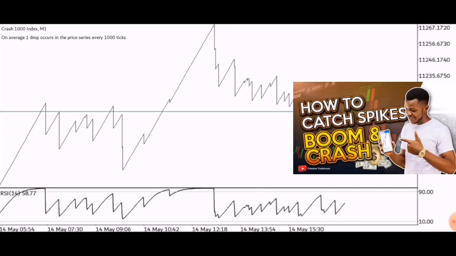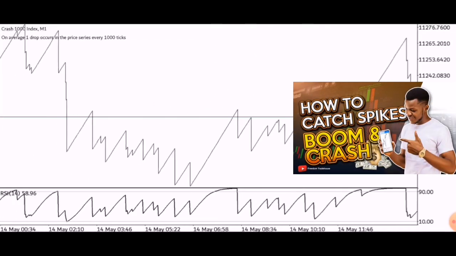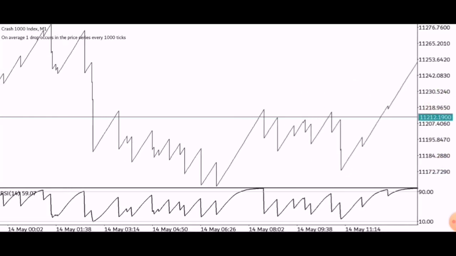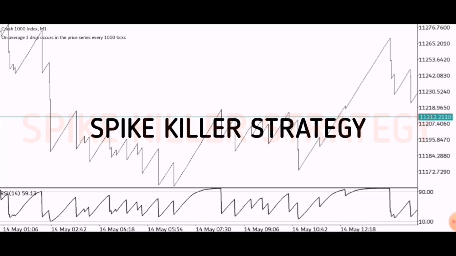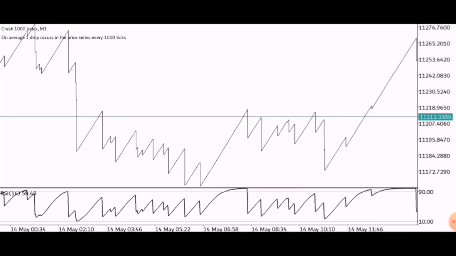In my previous video, I shared a strategy you can use to catch spikes on boom and crash using just one indicator. In this video, I'll go a bit further on the spike killer strategy and I'll introduce a few indicators you can use to improve your confirmation checklist for a higher chance of catching spikes.